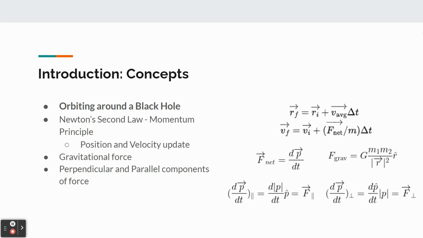Net force refers to the sum of all forces on an object, and gravitational force is a formula we'll use to determine the net force of interacting objects in space.